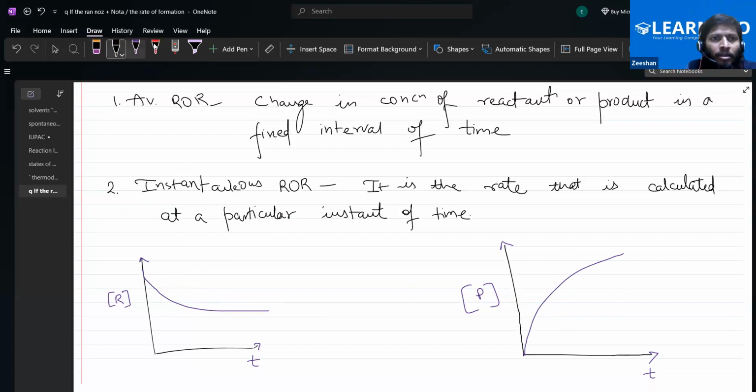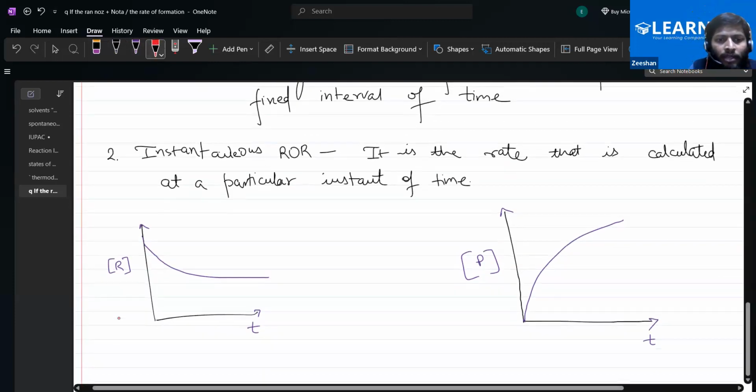So what we are doing in this graph: this one I am making for average rate of reaction, and this is instantaneous rate of reaction, for understanding only. We are taking some interval of time, from this point to this point.